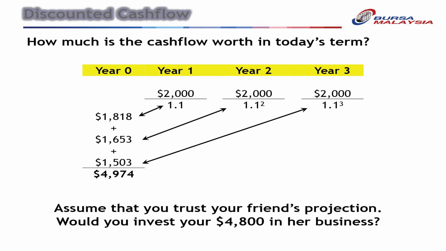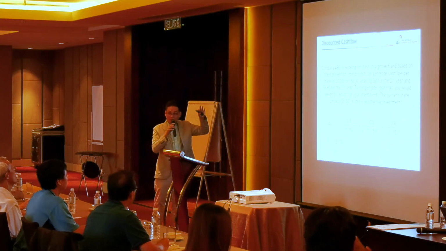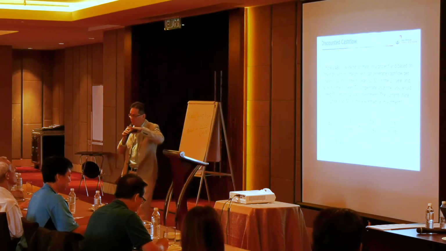The 2,000 one year later, the equivalent value is: I take 2,000 divided by 1 plus 10%, which is 1.1, equal to 1,818. Okay, so maybe I put it in terms of stocks, it's easier.